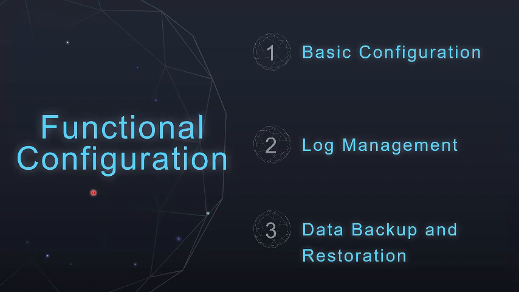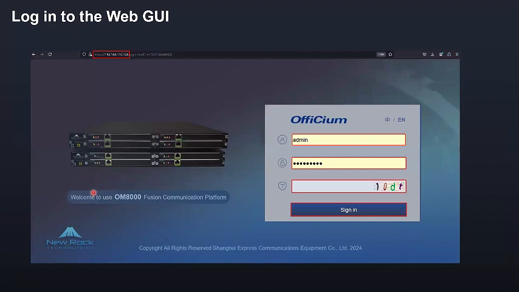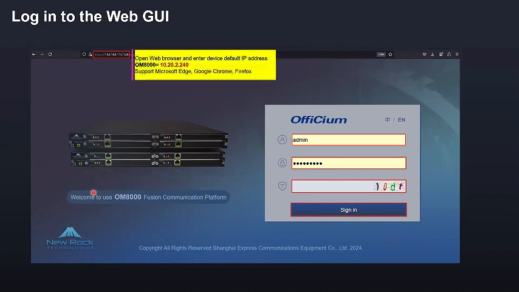Okay, so here we are going to show you the basic functional configuration. It is divided into three parts: the basic configuration, how to get the log, and of course how to back up the data and restore it to factory default settings. When we log into our OM8000, we use our default IP 10.20.2.240 with the default password of admin, using Google Chrome, Firefox, or Microsoft Edge.